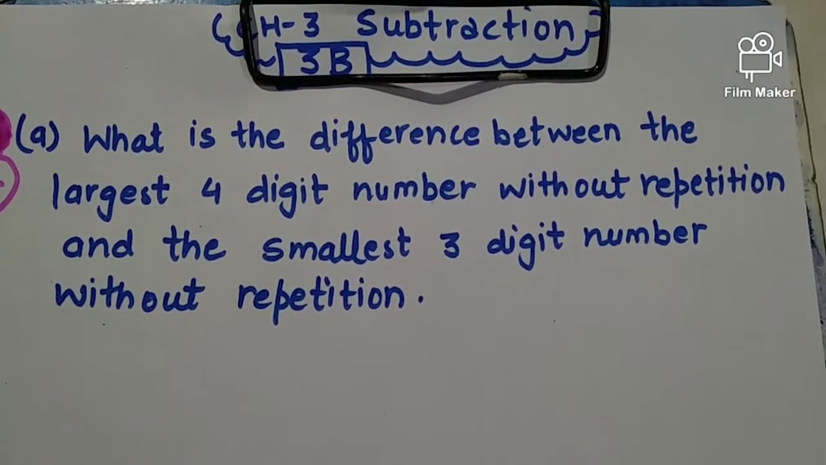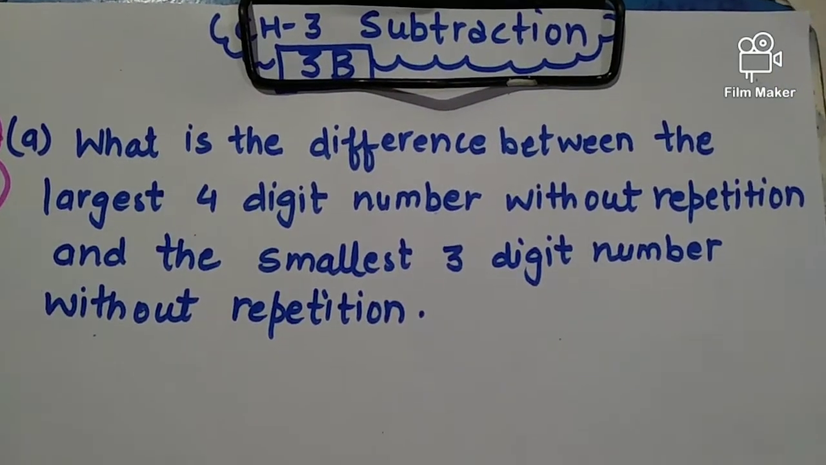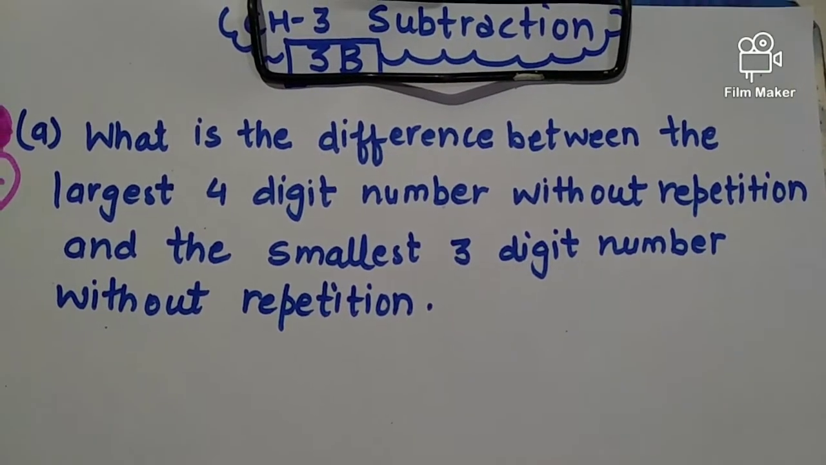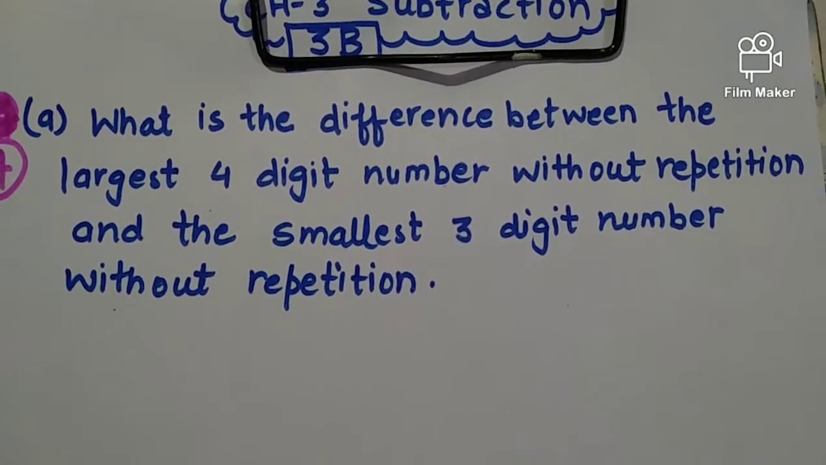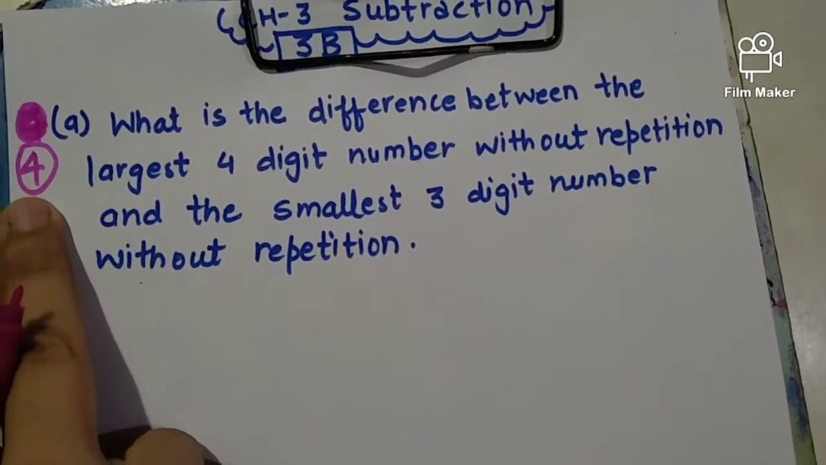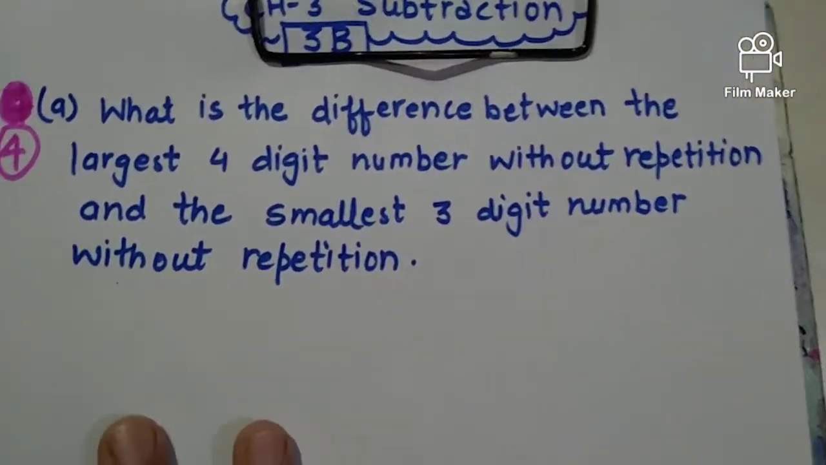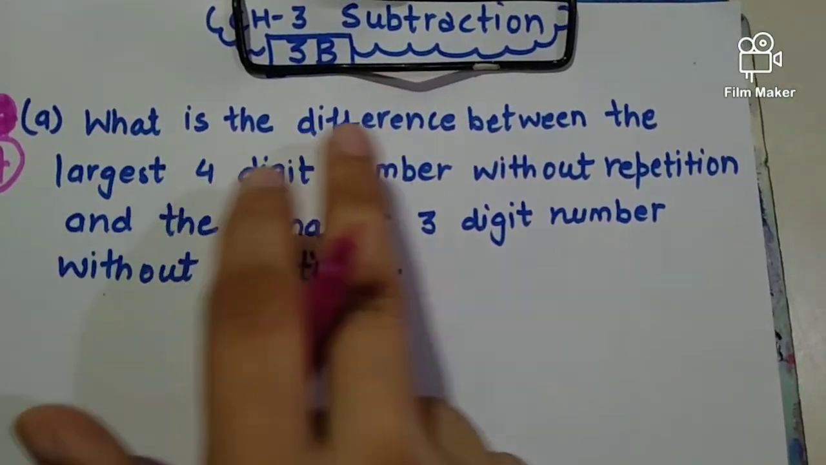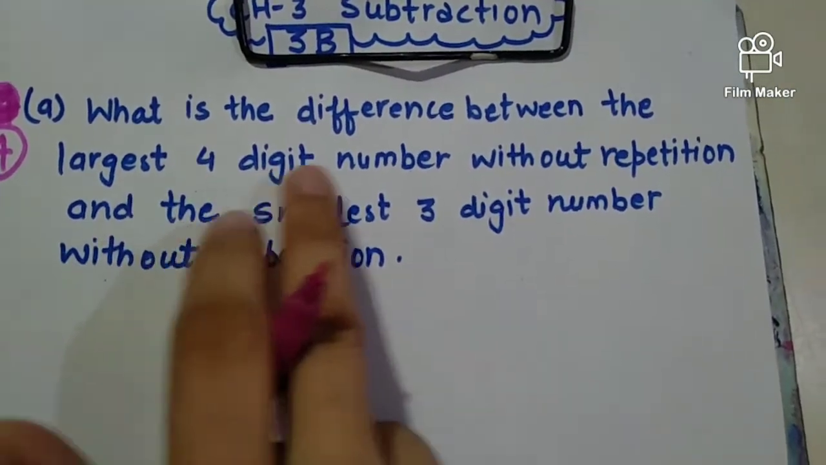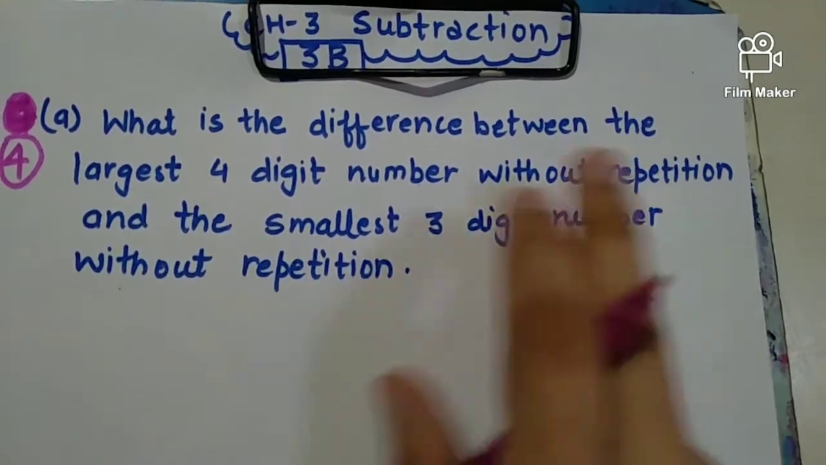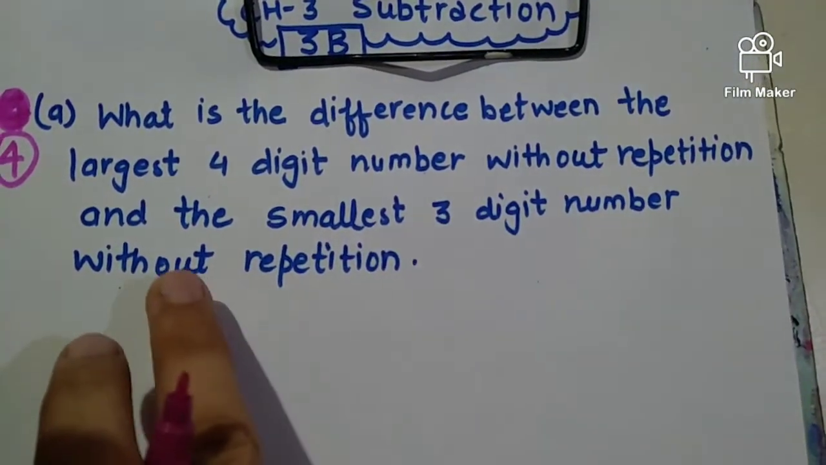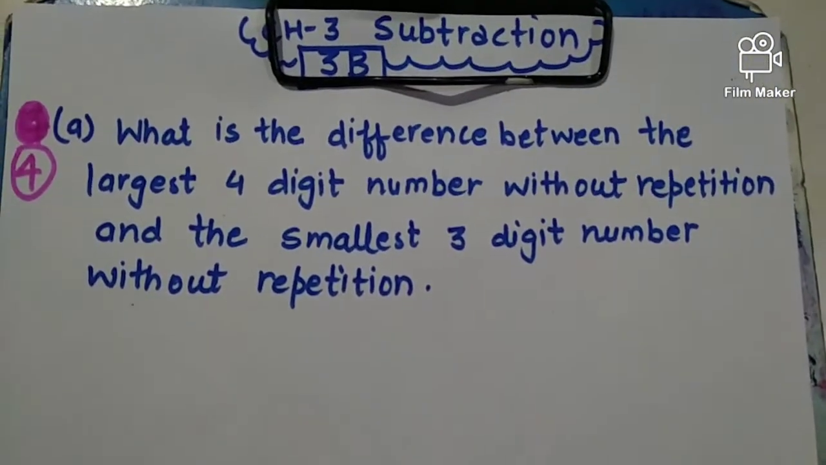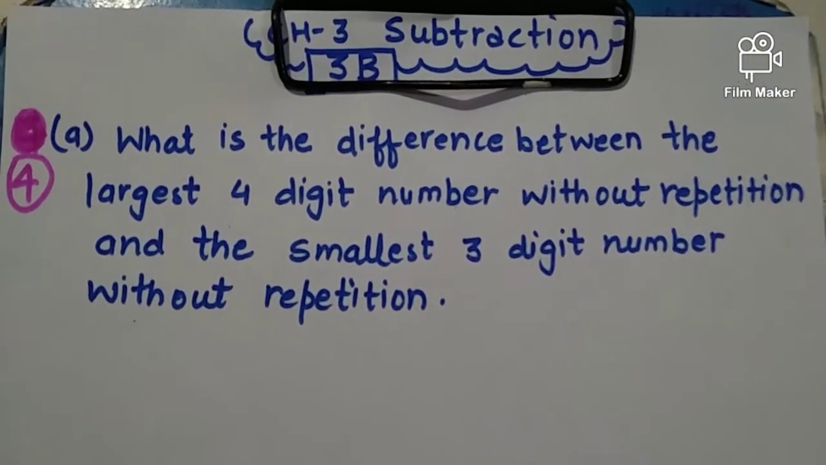Good morning, students. We are doing our chapter 3 subtraction, and in today's video we will continue this chapter and exercise 3rd B. We are at question number 4 of exercise 3rd B. So let's begin. First, a question: what is the difference between the largest 4-digit number without repetition and the smallest 3-digit number without repetition? In this question, we have to find the difference between two numbers.